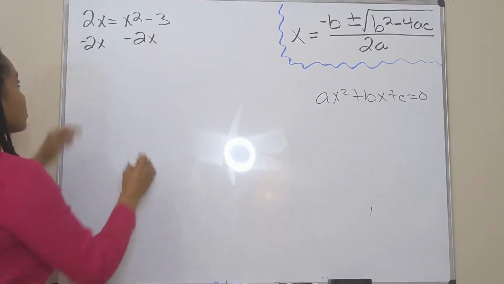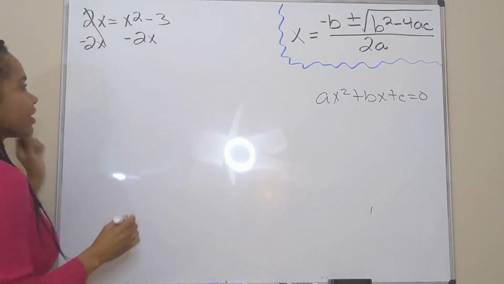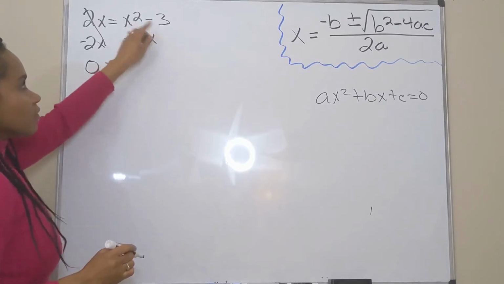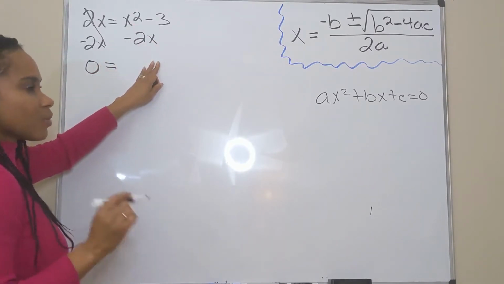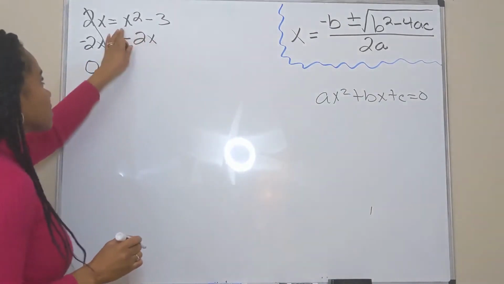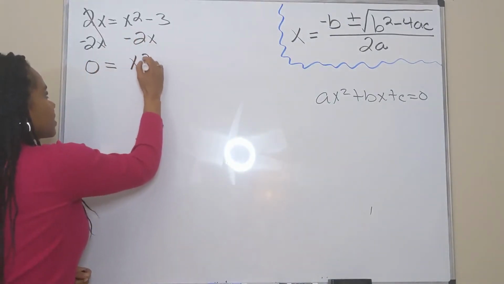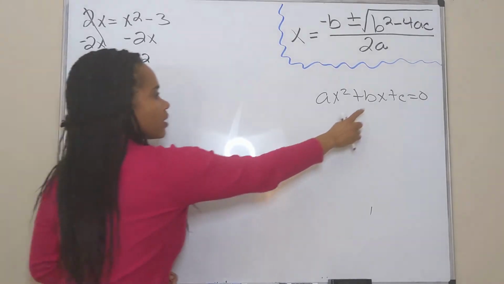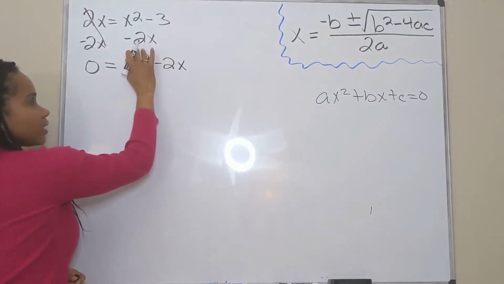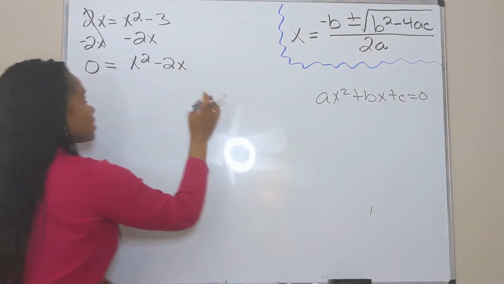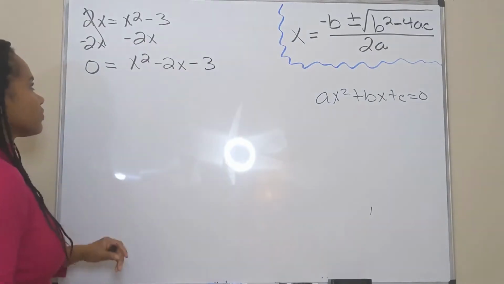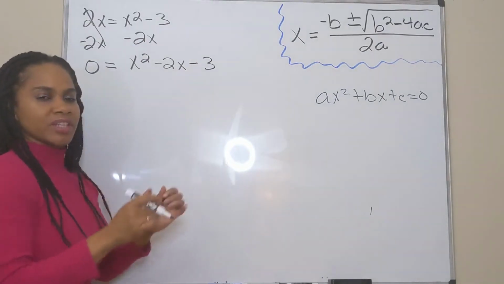And it's going to cancel out on my left-hand side. So I'm left with 0 equals. None of these are like terms, so I want to write it in standard form. I want my x squared term to be first, so I'm going to bring down this x squared. I want my x term second, so that's going to be a minus 2x right here. And then my constant is last. That's a minus 3. So it looks a little different, but again, you just want everything to be on one side.